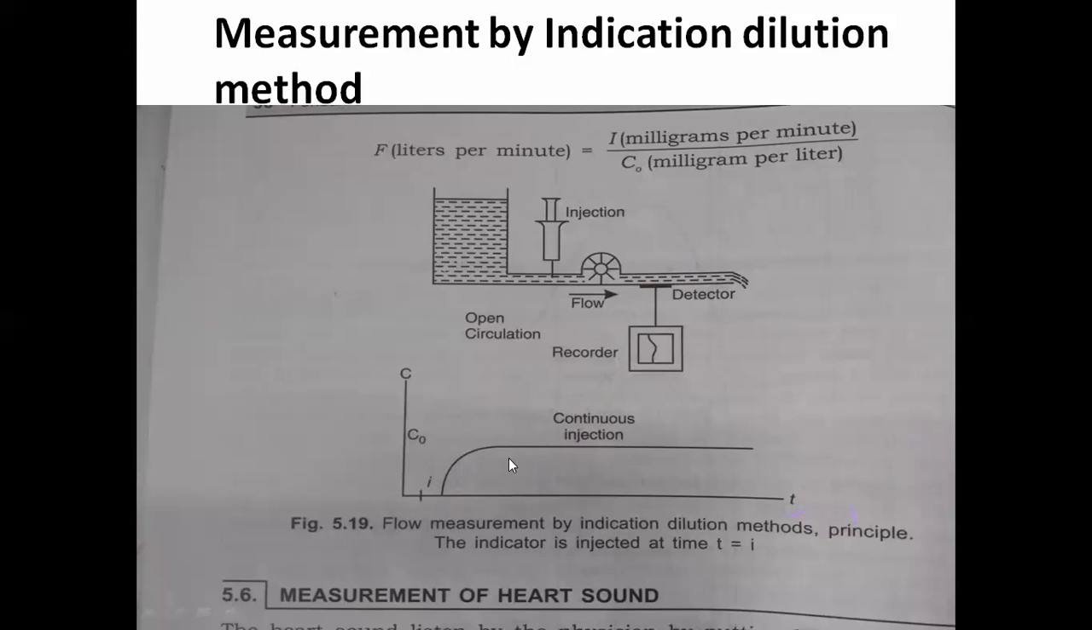After continuous injection, the concentration becomes constant. Here at the time of injection, for the measurement of indicator dilution, we inject the substance. Continuously we are injecting some substance which mixes with the blood, and that substance does not create side effects.